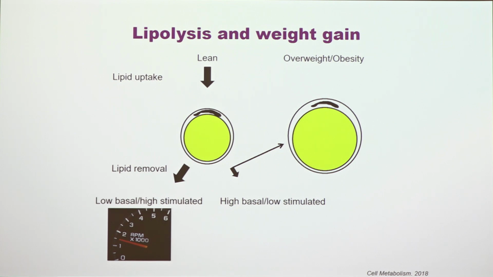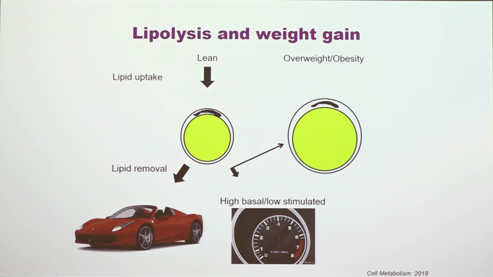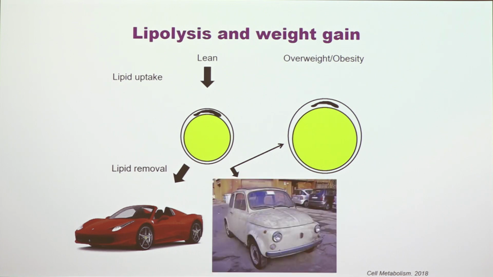So on the left, the healthy way of showing your lipolysis, the low basal and high stimulated, would be an engine where you have a low idle RPM, but with a possibility to, when you push the gas, really increase your lipolysis. On the other hand, the other extreme, when you have a high basal but low stimulated, would be an engine where you have a very high idle RPM. And when you push the gas, you really can't increase the lipolysis very much. And the equivalent in the car world would be a Ferrari for the left and a Fiat Cinquecento for the right.